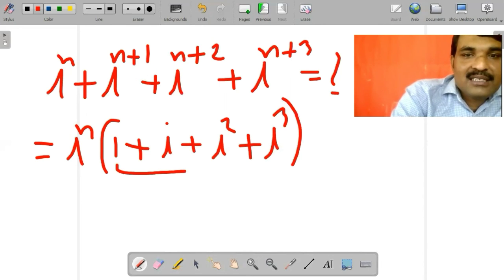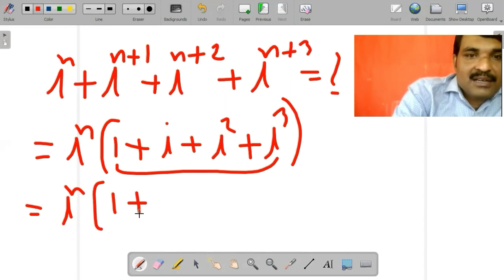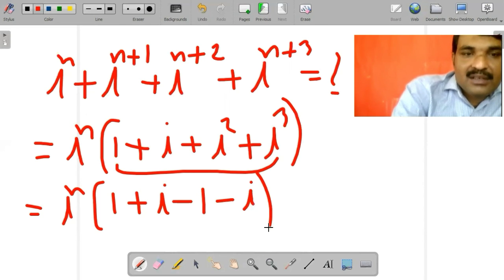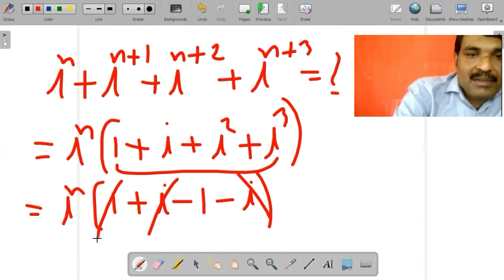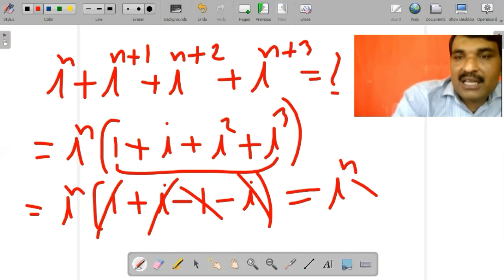What is the value of this term? We already said the value of this is equal to 0. Let us write it and see. This is equal to iota raised to n, 1 plus iota, right? What is iota square? That is equal to minus 1. Iota cube is equal to minus iota. So 1 and minus 1 get cancelled, and iota and minus iota get cancelled. So this is equal to iota raised to n multiplied by 0.